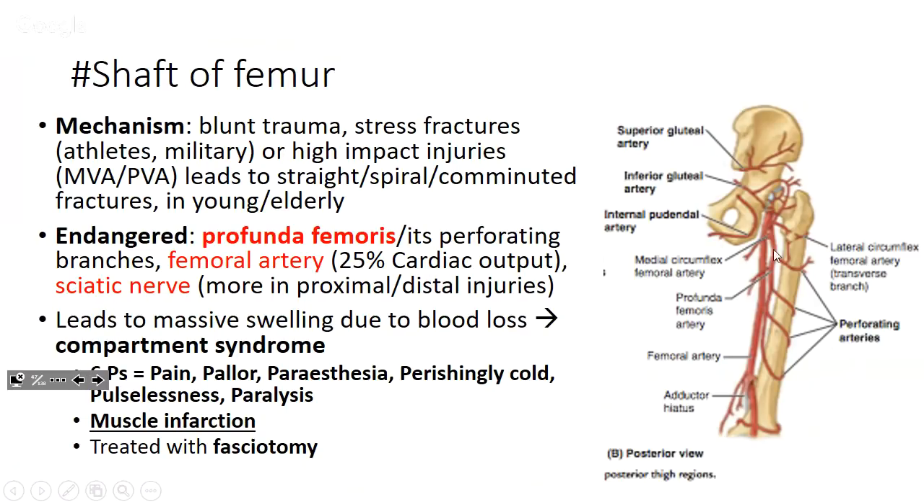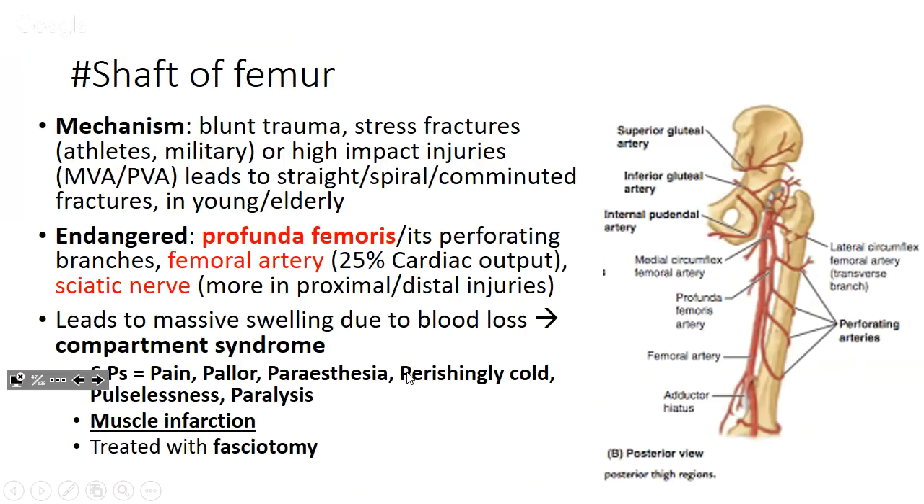So as you can see here, the profunda femoris is very close to the femur, and it sends these perforating branches that go around through the small hiatus in the adductor magnus. So typically that's what you're most worried about. Technically, you can damage the femoral artery as well, but that's less common. In Monash land, it's basically the profunda femoris.